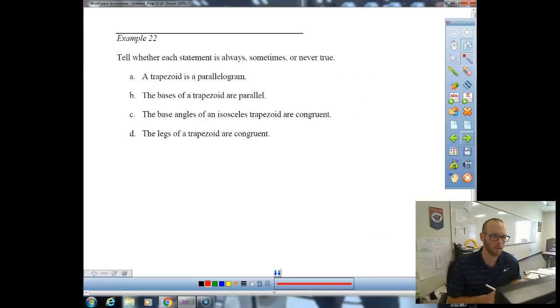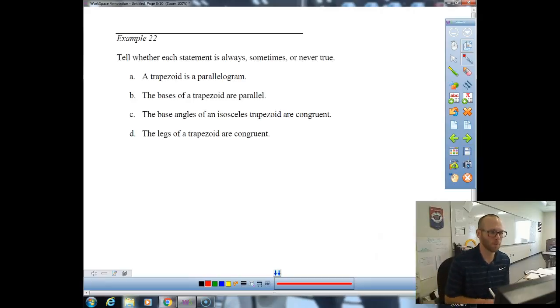Okay. All right, I mentioned this the other day. I love these always, sometimes, or never questions, so we're going to go through some dealing with trapezoids and isosceles trapezoids. Answer as always, sometimes, or never true. What I'd like you to do as you watch this is pause the video, answer these yourself, then play the video and see if you agreed with me. Go ahead, pause.